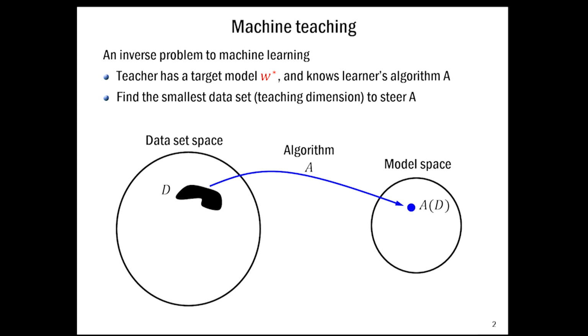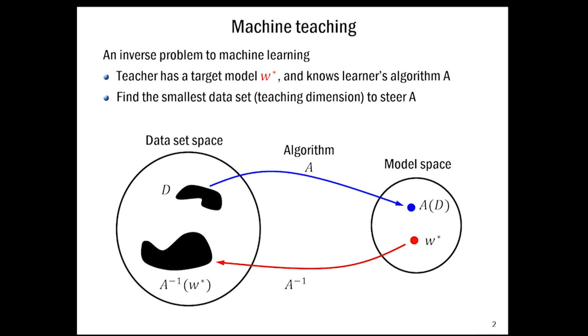The way the teacher communicates with the student is just by providing examples. So it's like the teacher has this W star in the model space, assuming the student also uses the same feature space. You want to somehow transfer this W star to the student, but the only way you can communicate with the student is by providing examples smartly, okay?